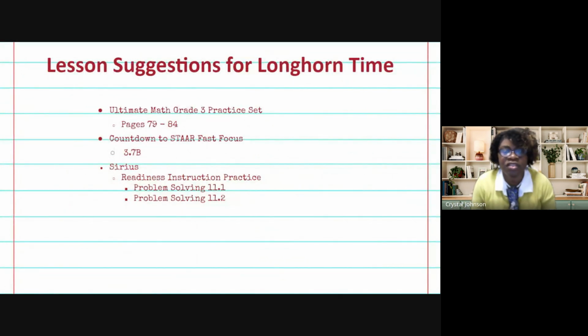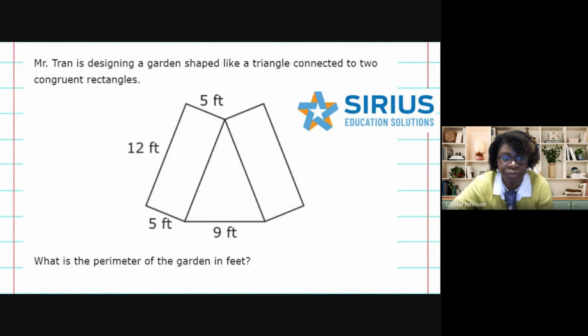Your lesson suggestions for your Longhorn time. The Ultimate Math Grade 3 practice set, pages 79 through 84, are directly related to just 3.7b. Also, your Countdown to STAR Fast Focus 3.7b, or you can go into Serious and your Readiness Instruction Practice, Problem Solving 11.1 and 11.2. And the great thing with Serious is the problems are a little bit more advanced.